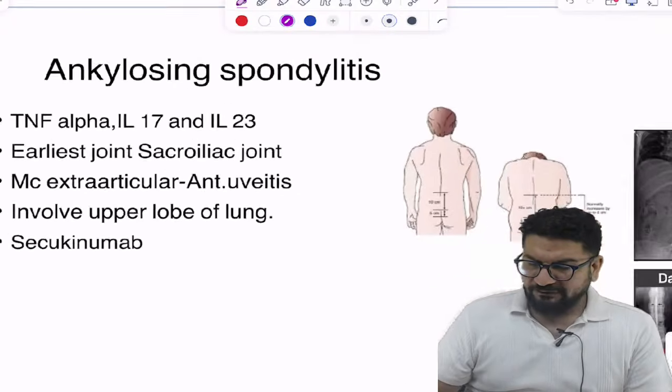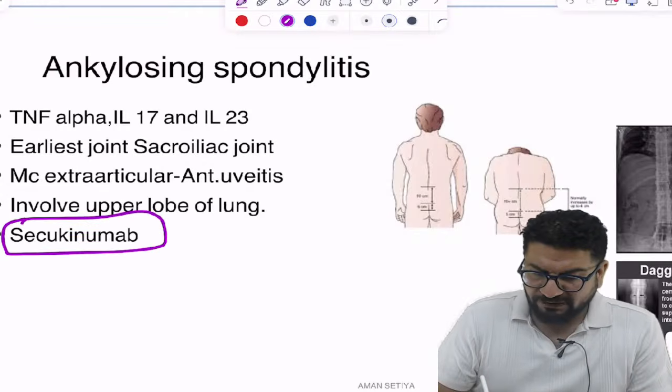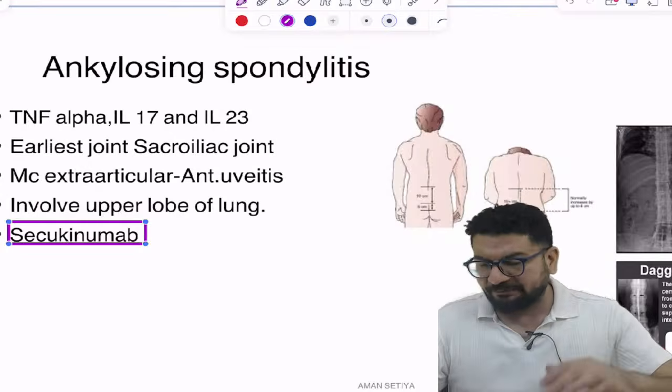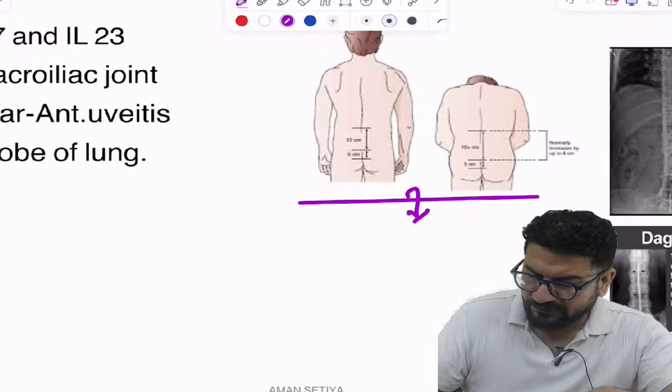Now coming to ankylosing spondylitis, what they ask is a new question, like we have a new drug called secukinumab. Then what else can they ask you? They ask you a clinical case like a patient is having back pain, and for this we do a test called Schober's test.